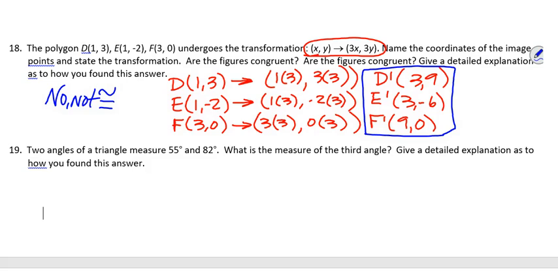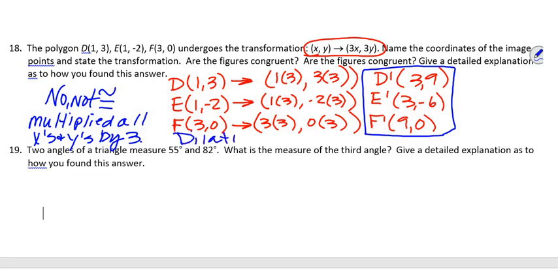And then it says, give a detailed explanation as to how you found this answer. I'm going to say, multiplied all x's and y's by 3. And we know this was a dilation by a scale factor of 3. All right, number 19 says two angles of a triangle measure 55 and 82.